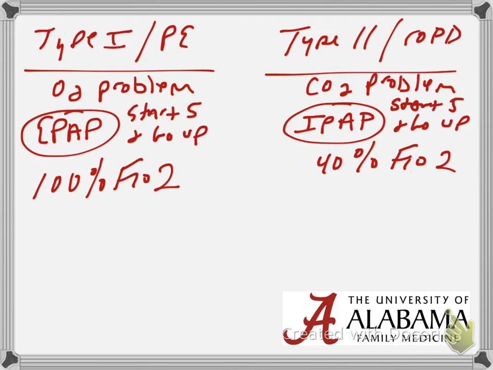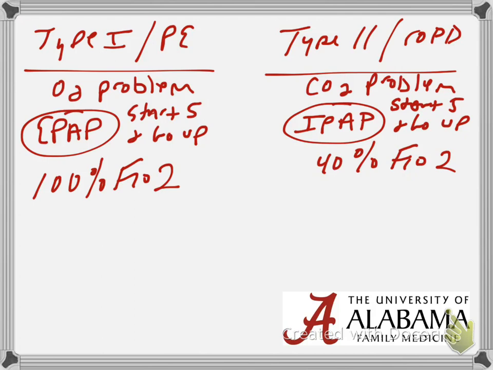Your type 2, your COPD patients, which is your CO2, your ventilation problem, it's all about your IPAP, sorry. You want to start at 5 and you go up, and you can start at 40% FiO2 because, again, this isn't an oxygenation problem. It's a ventilation problem, and they do need support, but they shouldn't have a problem oxygenating when they have the support and they're not tired.